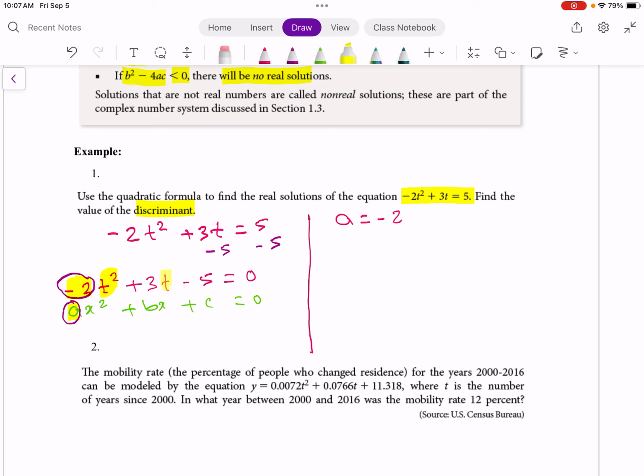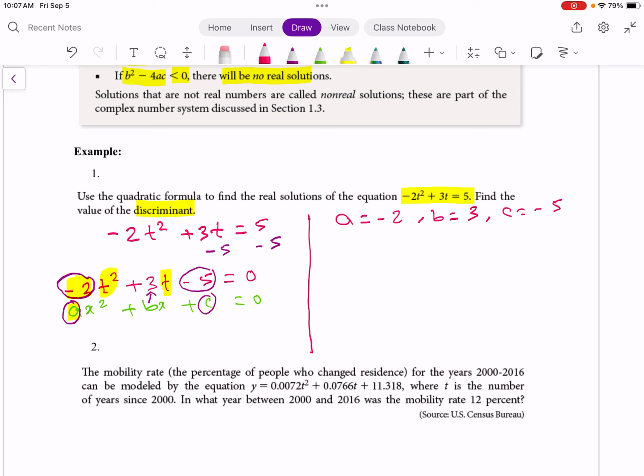So this variable has a degree 1, its coefficient is 3, and that 3 is b. So our b is 3, and the constant is c. Okay, so we have a constant c, which is -5. So our c is -5.